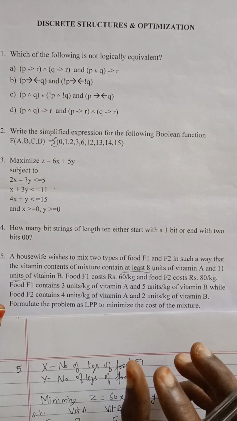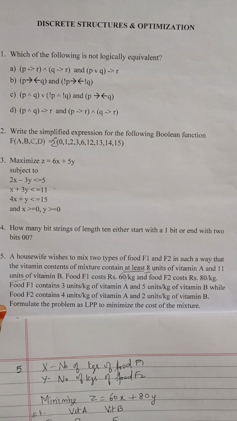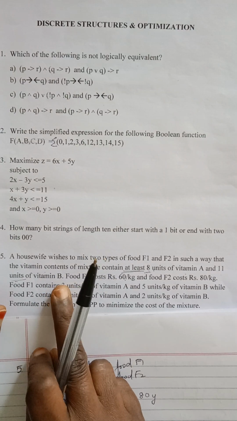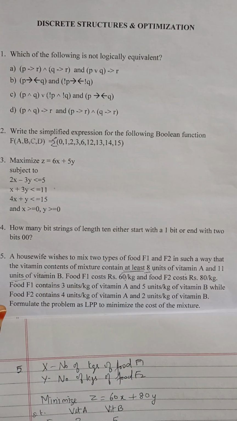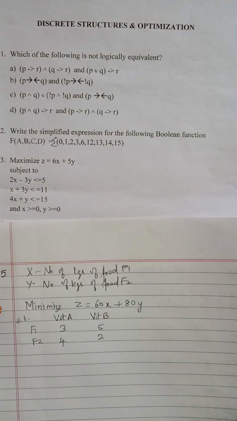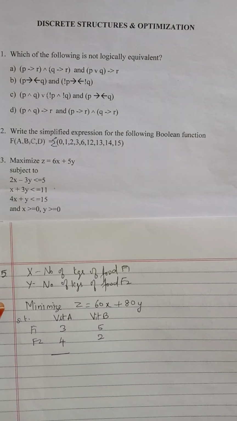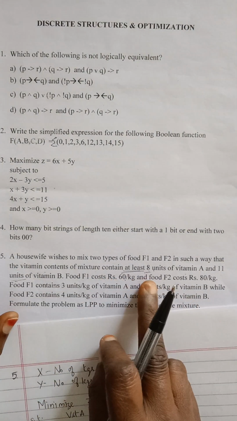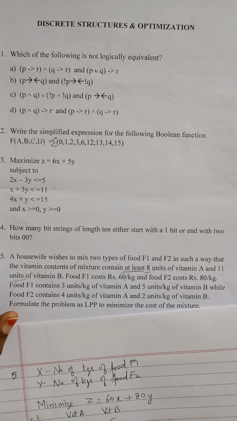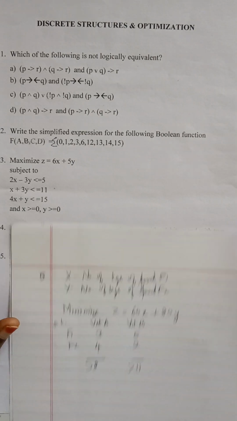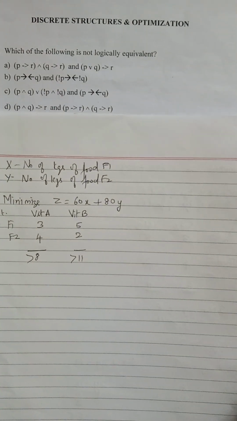Any mixture you take, vitamin A should be at least 8 units, and vitamin B in that mixture should be more than 11 units. So that is the constraint. For any mixture, vitamin A should be at least 8 units, and vitamin B at least 11 units. So keeping these in mind, we'll write the constraints.